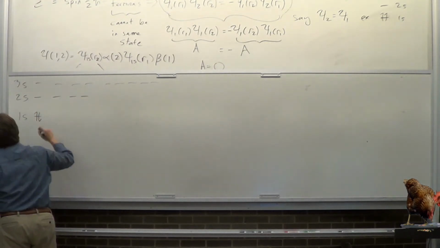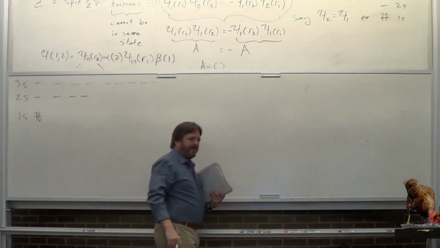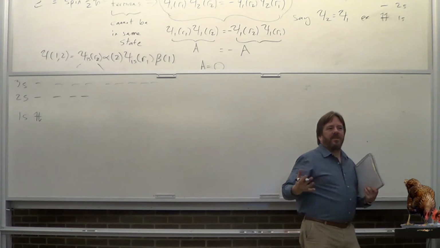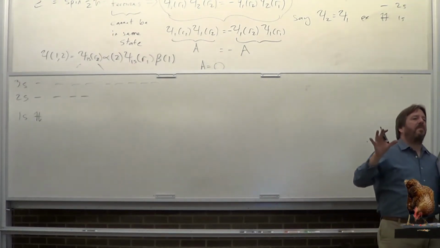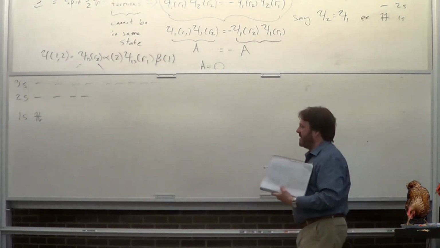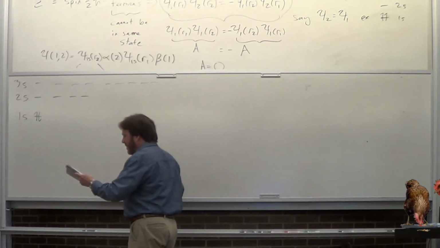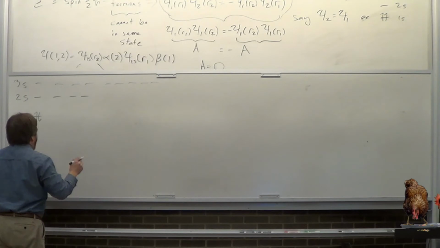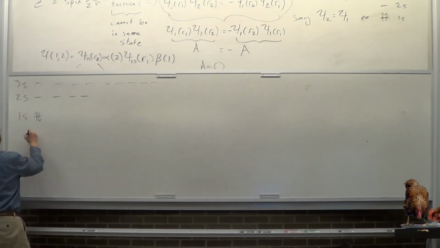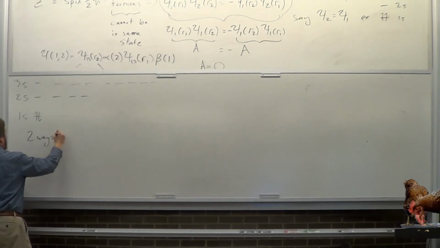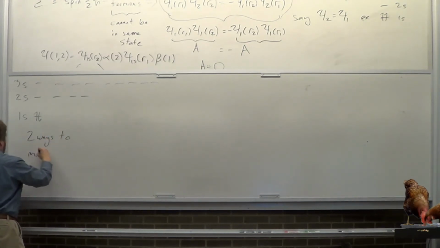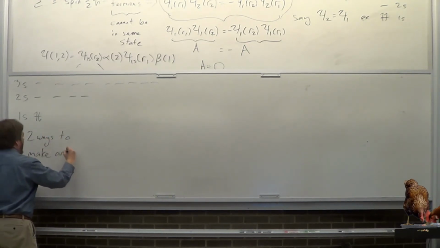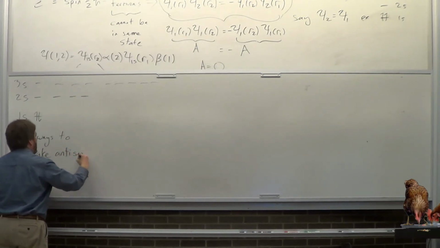Anyway, I want to do this one: ground state of H minus. In the ground state, of course, both electrons are in the lowest orbital, but they can't be in the same state at the same time, so they're in different spin states. So I've done this correctly, and for whatever reason H minus exists. Now I've got 2 ways to make antisymmetric.